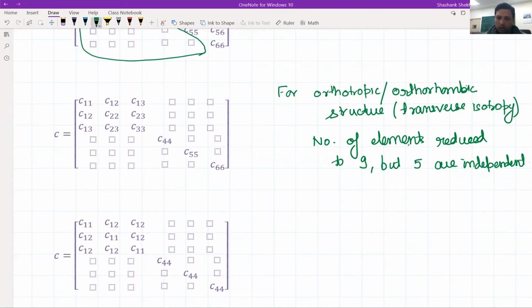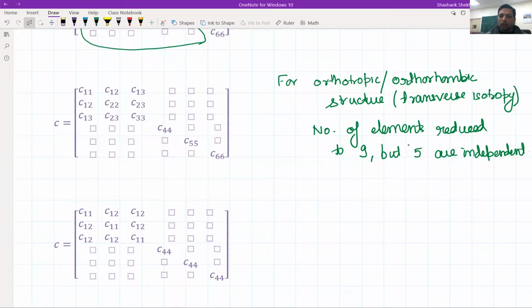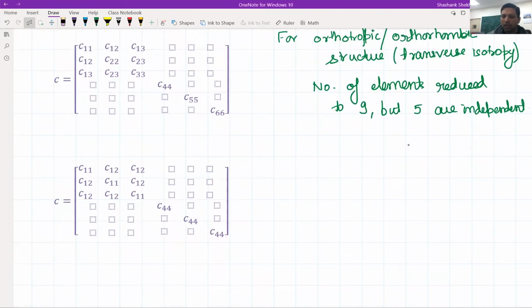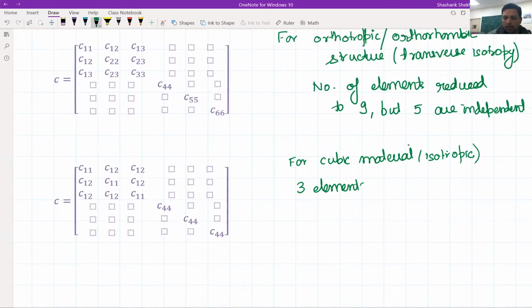So you can see there are 11, 12, 13, and again 22, 23, and then 33. So there are 6 here, plus 1, 2, 3, which makes 9. So there are a total of 9 elements here, but there is interdependence amongst them, and only 5 happen to be independent. Now that is for a very low symmetry material. We would be dealing with, in metals, mostly cubic materials. And for cubic materials, if we assume that it is isotropic, then this number of elements can be reduced even further. For cubic isotropic material, we will have now 3 elements, 11, 12, and 44. But there is again interdependence amongst them, and only 2 are independent.